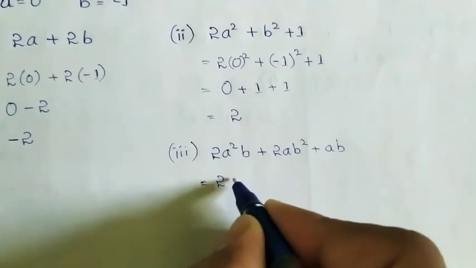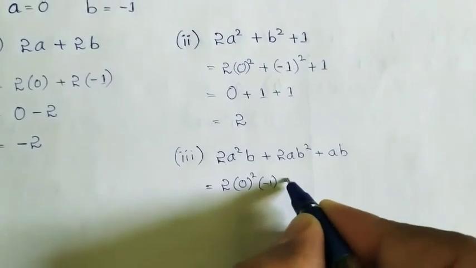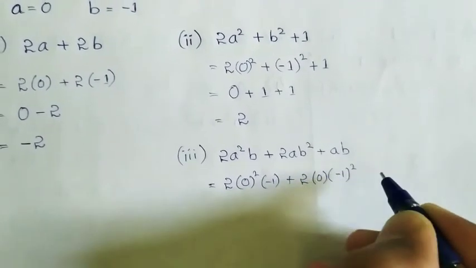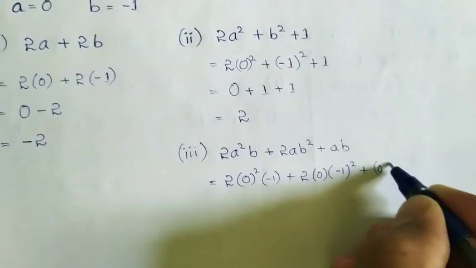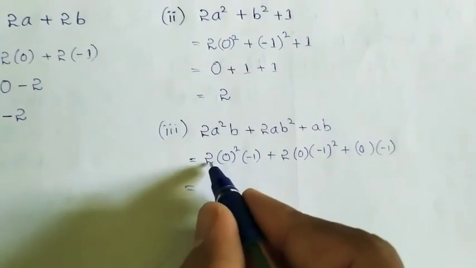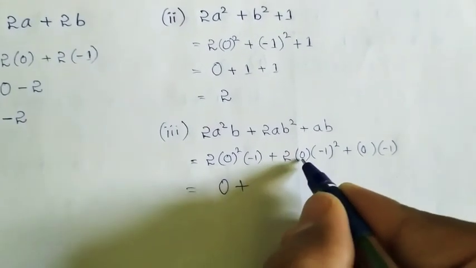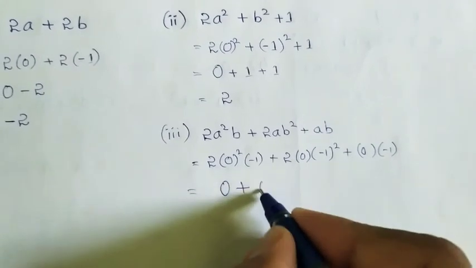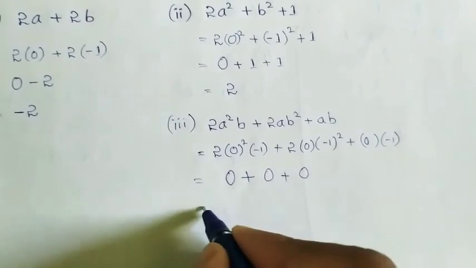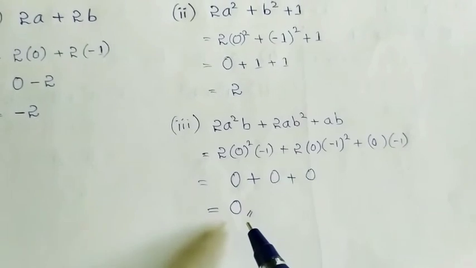So it will be like this: 0 square into minus 1 plus 2 into 0 into minus 1 whole square plus 0 into minus 1. Okay, so 0 square will be 0, 0 into 2 is 0, again 0 into 1 is 0, plus 2 into 0 is 0, 0 into 1 again 0, and 0 into minus 1, that is also 0. If you add all zeros, again you will get only 0. So this is your final answer.